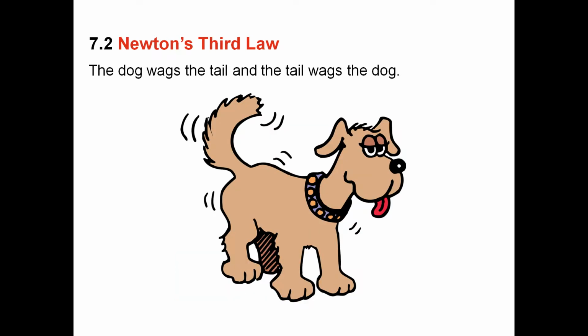The dog wags the tail, and the tail wags the dog. Interesting concept that the tail is not actually moving the dog, but for the dog to move his tail, the tail has to be responding back towards the dog. And in some breeds of dogs, you can see how the tail is in fact wagging the dog, given that they are wagging so hard that their entire hips are moving back and forth.